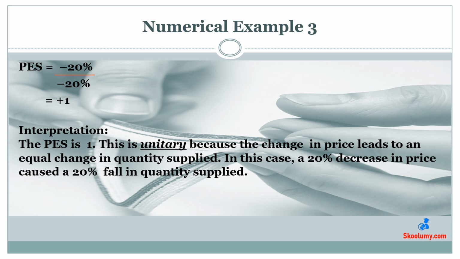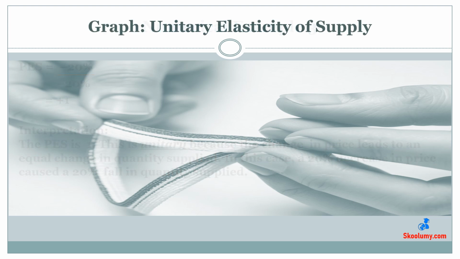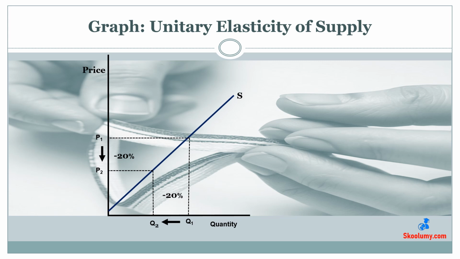So PES is minus 20% divided by minus 20%, which is equal to plus 1. Minus divided by minus is plus. The PES is 1. This is known as unitary elasticity of supply. It means that a price change, a 20% decrease, leads to an equal change in quantity supplied, a 20% decrease. This is the graph of unitary elasticity of supply.